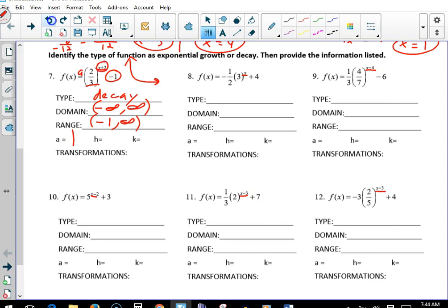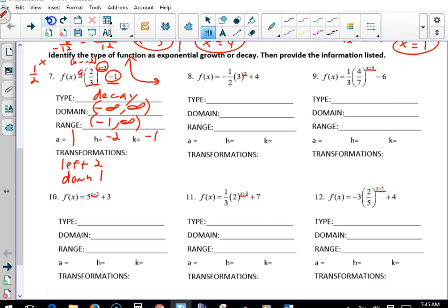H, okay, remember, we go the opposite way. So x plus 2 means left 2, so that's negative 2. Because really, we can rewrite this as x minus negative 2. So it's x minus h. And then k is the number out here, negative 1. So transformations, we're going to go left 2 and down 1. And remember, since this is decay, you can always just put this in your calculator as a parent function and then compare it to this one and see what happens to it.